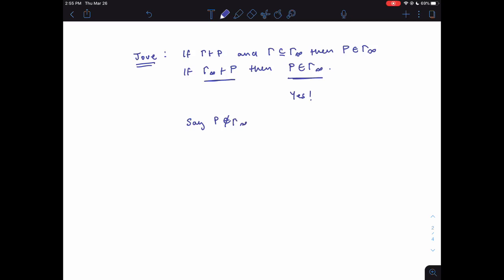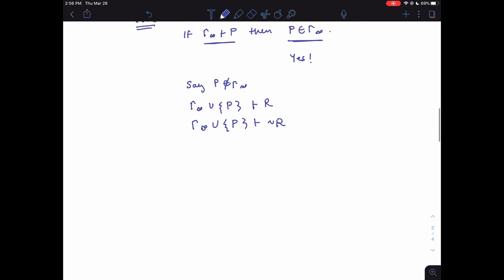Because gamma infinity is maximal consistent, it must be the case that gamma infinity union P allows you to derive contradictions, right? Because if P isn't in gamma infinity, then adding it to gamma infinity would allow you to derive all sorts of contradictions. So let's say that allows you to derive R, and it also allows you to derive not R. Okay, well, once you have a contradiction, you can get whatever you want, right? And in particular, in this case, what we want to get is not P.